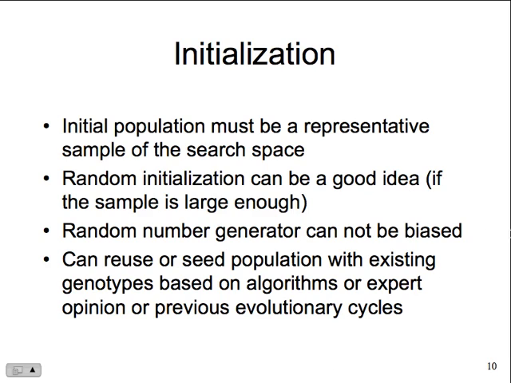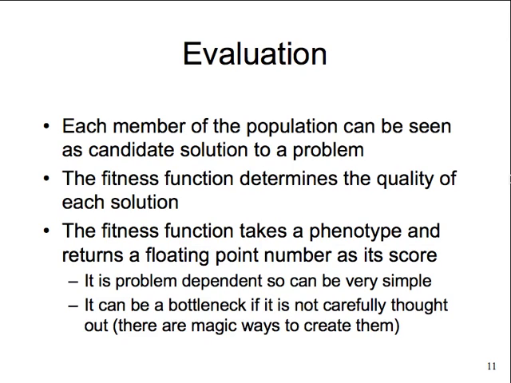So random numbers cannot be biased, hopefully, and we can reuse or seed populations with existing genotypes as well, based on algorithms or expert opinions of previous evolutionary cycles. So we could cycle through, take a random set, then take another random set, take another random set, and then cross the sets. And when you're seeding it, you're taking part of this set and part of that set, and you're putting them together. You're combining the sets. It makes the data cleaner, actually, because you're taking into consideration all of the different possibilities. And then we have the evaluation. So we take and then we run the evaluation.